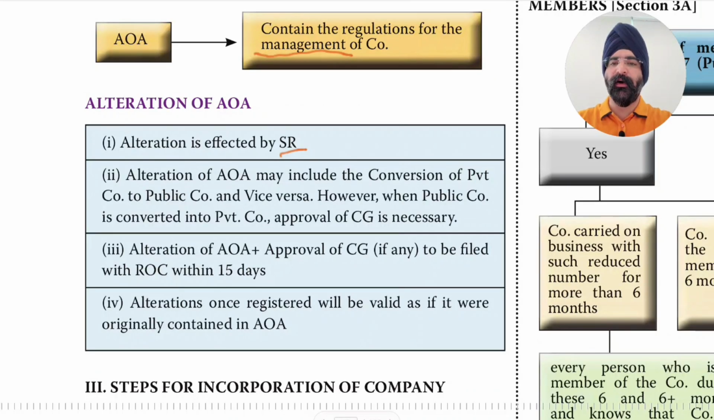Number 2, alteration of articles may include the conversion of a private company to a public company and vice versa. Means if a company is getting converted, that also amounts to alteration of articles. However, when a public company is converted into a private company, approval of the central government is necessary.